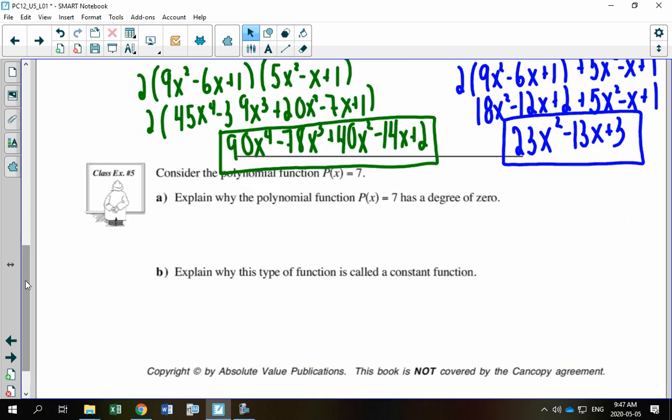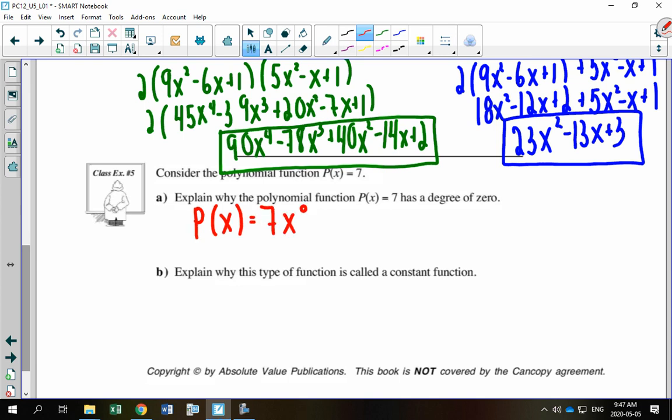Okay, class example 5. Consider the polynomial function p(x) equal to 7. Explain why the polynomial function p(x) = 7 has a degree of 0. So this is the same as writing p(x) = 7x^0. And the reason being is because anything to the power of 0 is equivalent to 1. So therefore, the polynomial has a degree of 0.